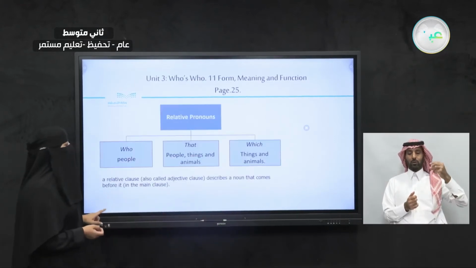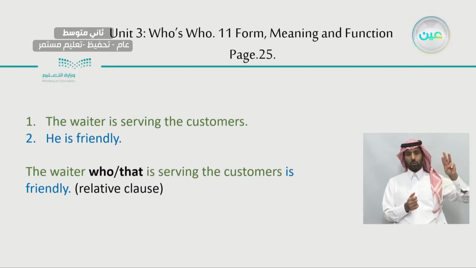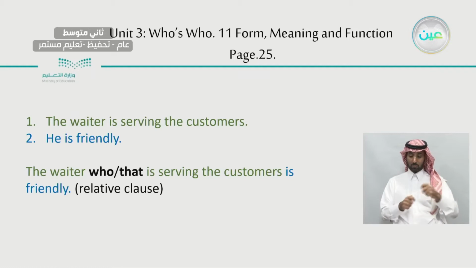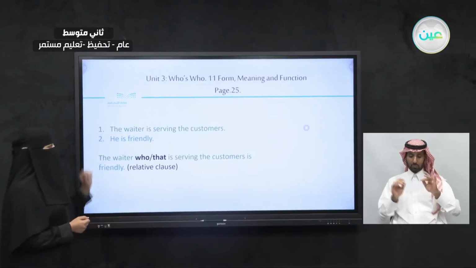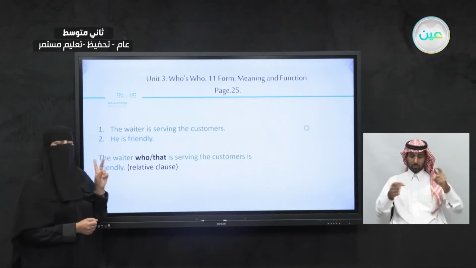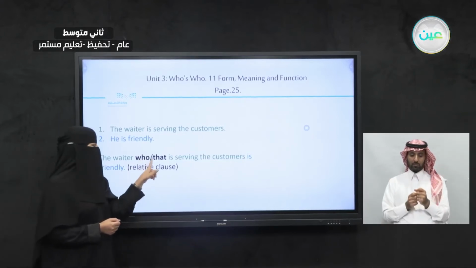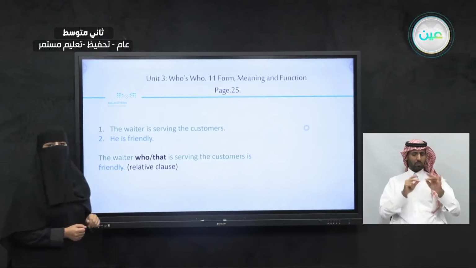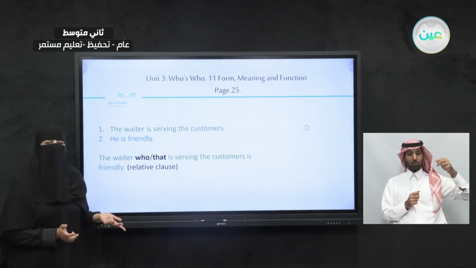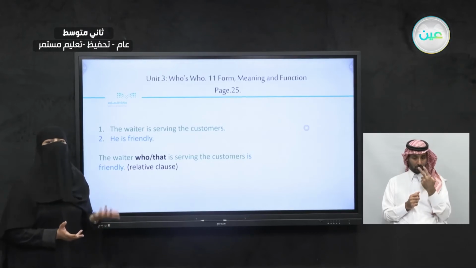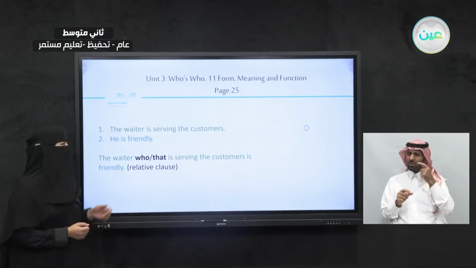Let's take a look at more examples here. The first one, we are using the words who and that. We want to use them correctly. So we have here two sentences. We want to combine these two sentences. We want to use one of these pronouns: who, that, or which. We will look at the noun and see which one is suitable for the sentence.